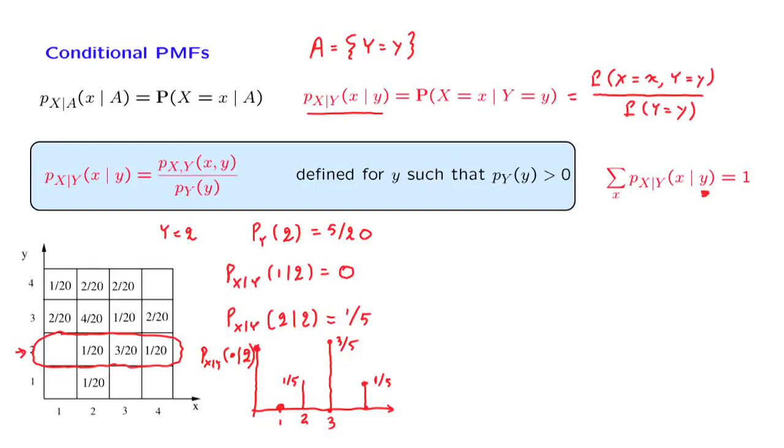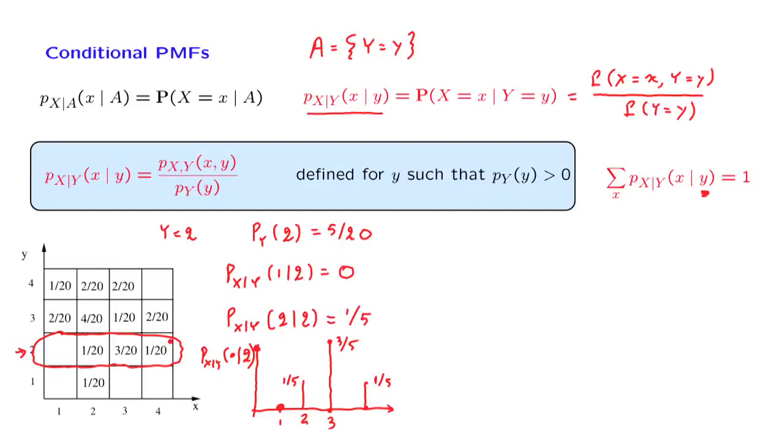Pictorially, the conditional PMF has the same form as the corresponding slice of the joint PMF, except, again, that the entries of that slice are renormalized so that the entries add to 1.